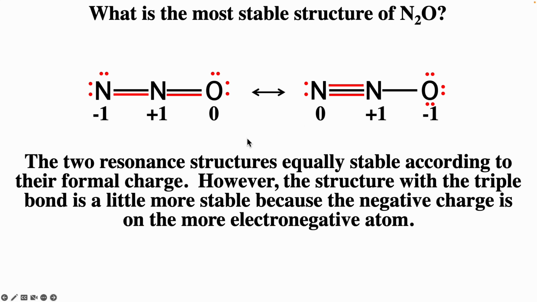Now we can even take one step further. If you have a negative formal charge, it should go on the most electronegative element. And so oxygen is the most electronegative element of these two, and so it should have the negative formal charge. And so this resonance form should be more stable than that one. So please remember, negative formal charges should go on the most electronegative. Positive formal charges should go on the least electronegative.